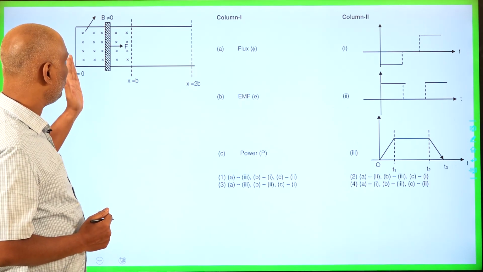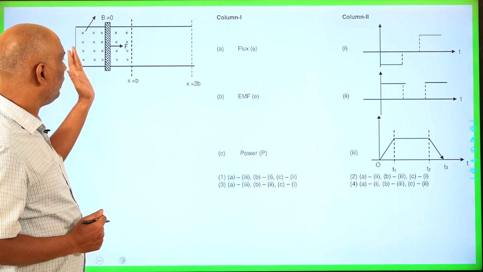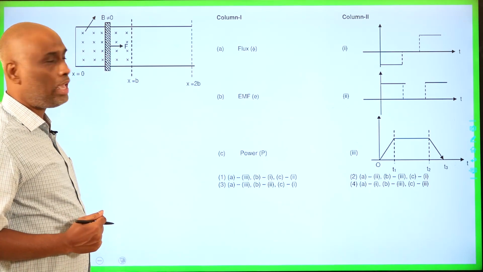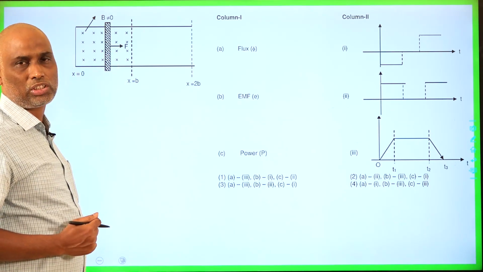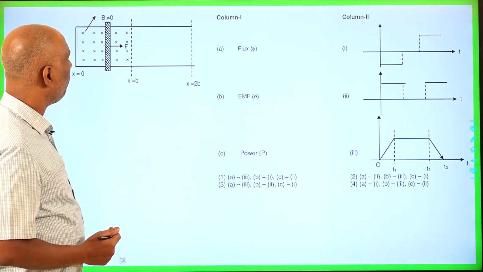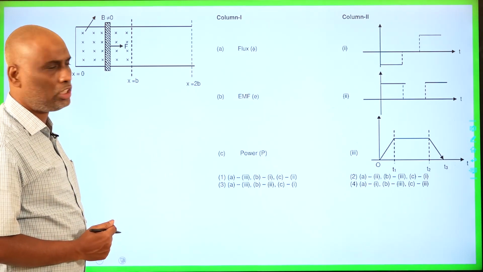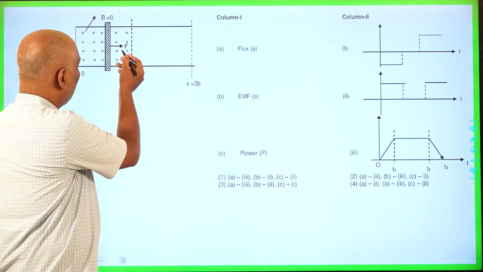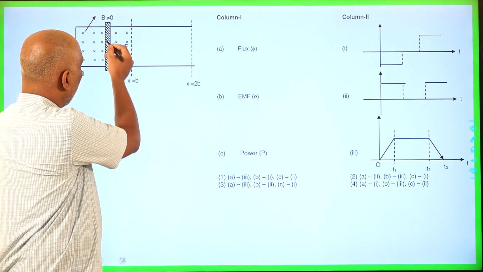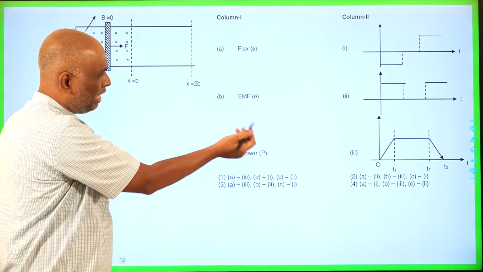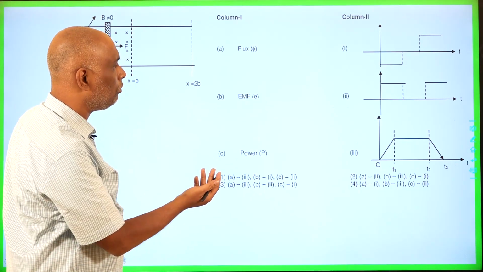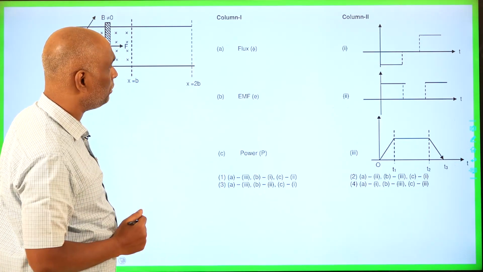As time is progressing, what is happening here? It is moving toward the right side and the area is increasing continuously. Here, if I imagine that it is moving with a constant speed v, this force will be balanced by the magnetic force. According to the given options, we have to go for the options given.